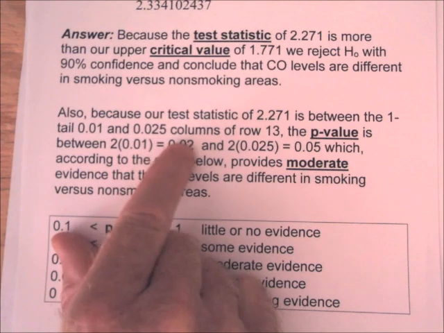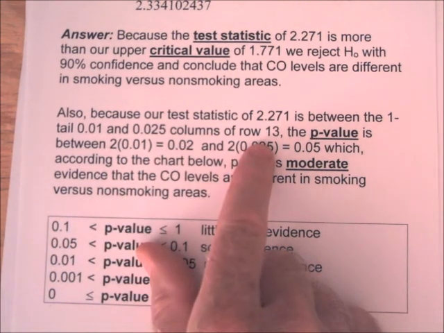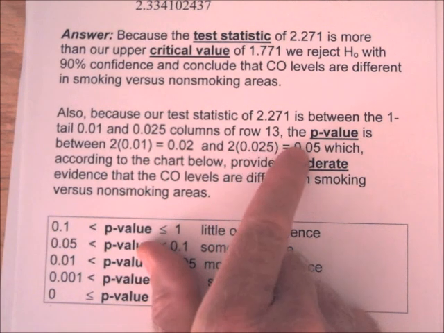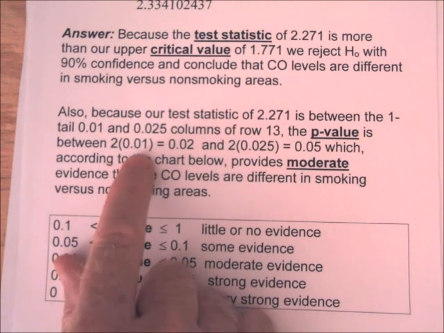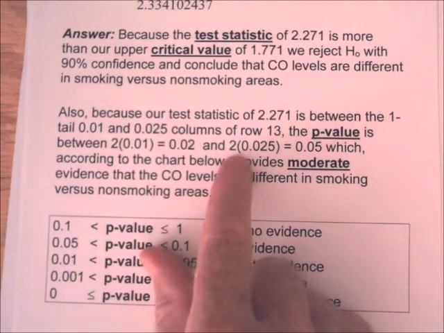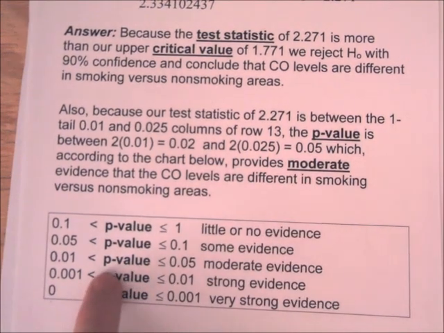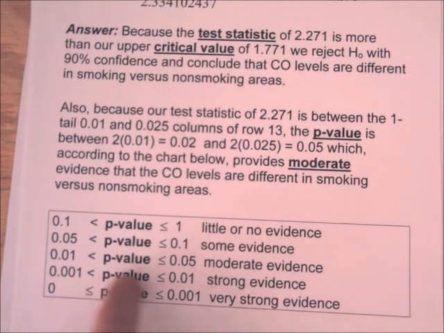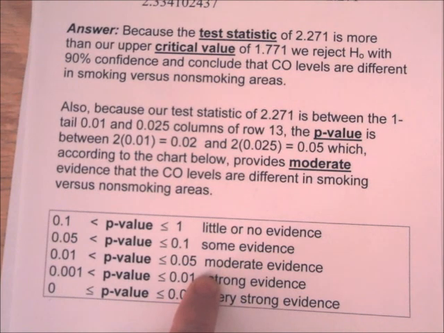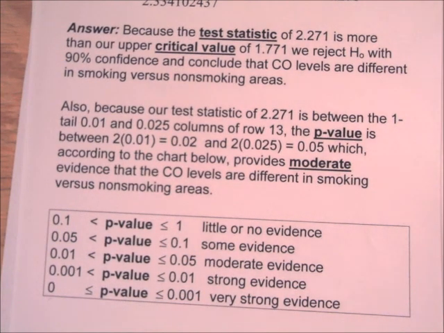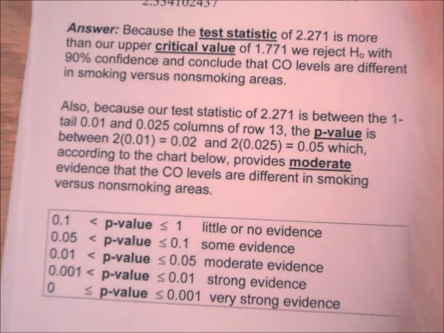0.01 and the 0.025 columns of row 13 in the t-table, the p-value has to be between 2 times 0.01, which is 0.02, and 2 times 0.025, which is 0.05. And according to this chart below, between 0.01 and 0.05 indicates moderate evidence. So the sample provides moderate evidence that the carbon monoxide levels are different in smoking versus non-smoking areas.